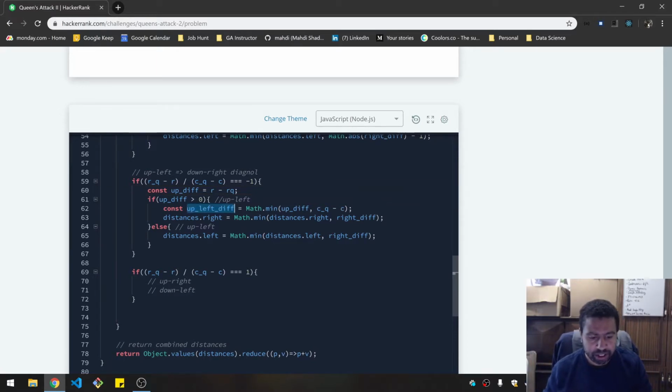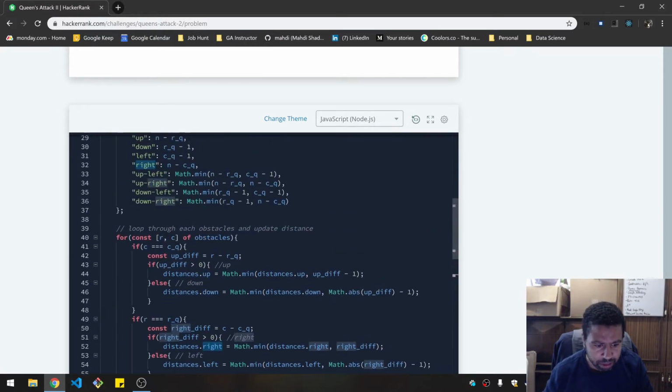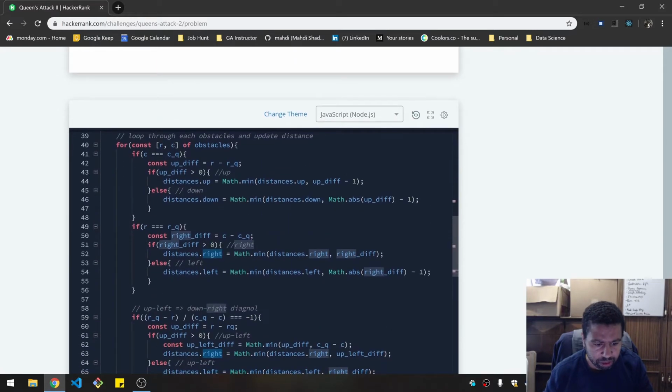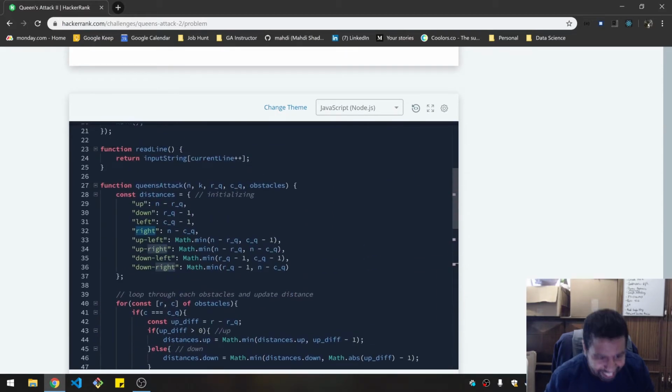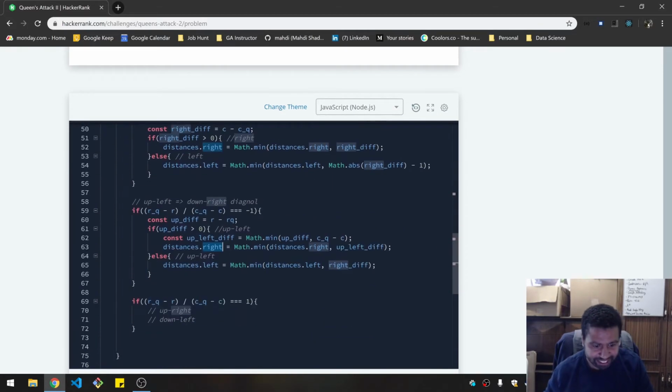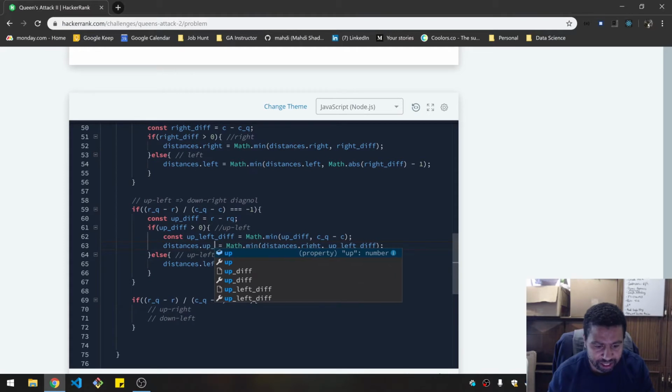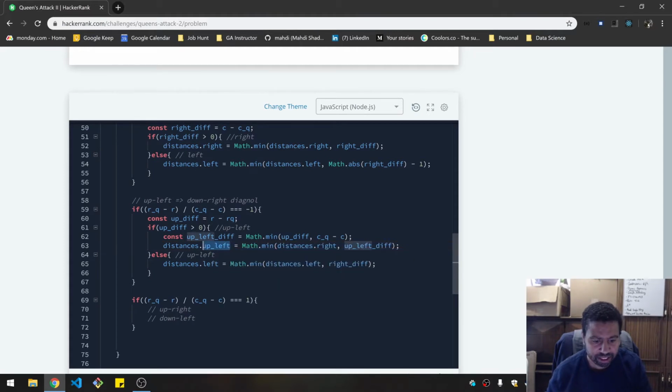Okay, all right, here is the thing that I'm looking for, and here I want it not to be right, but I want it to be up. I need it to be up left. So up left is that, and I need to do -1 on that. Okay, we're getting somewhere, I think. So if up difference is negative, then I know I'm doing down right.